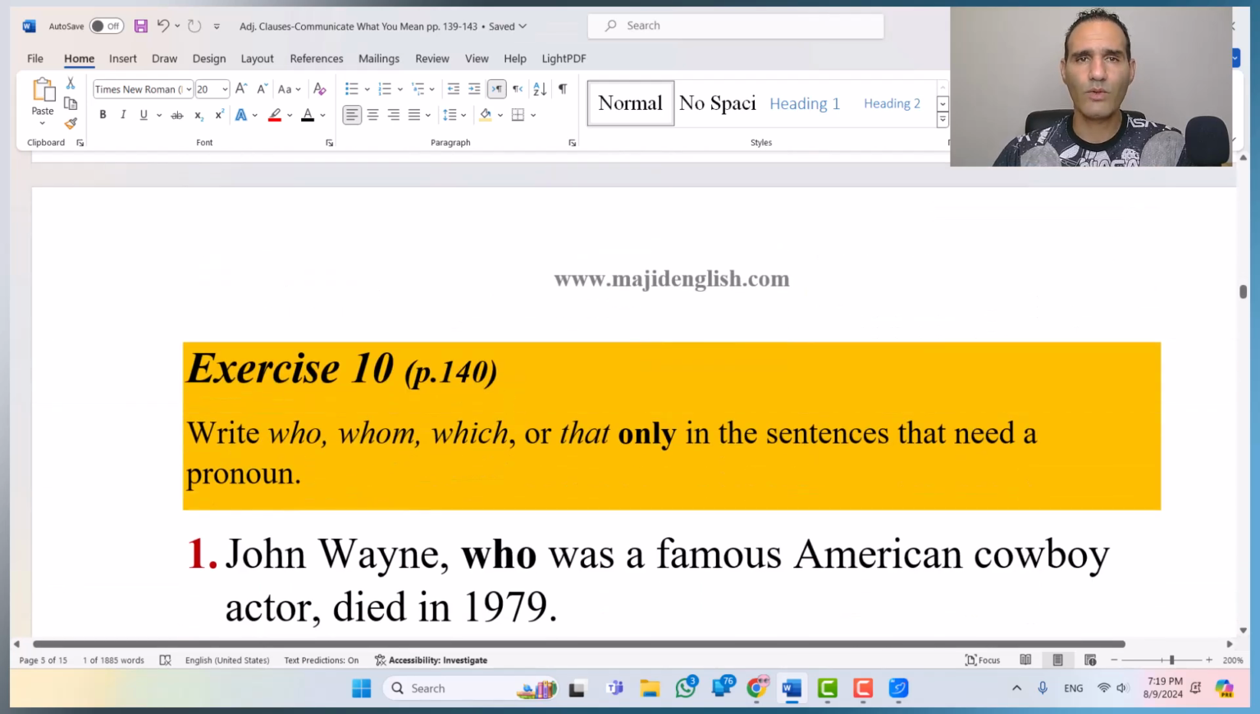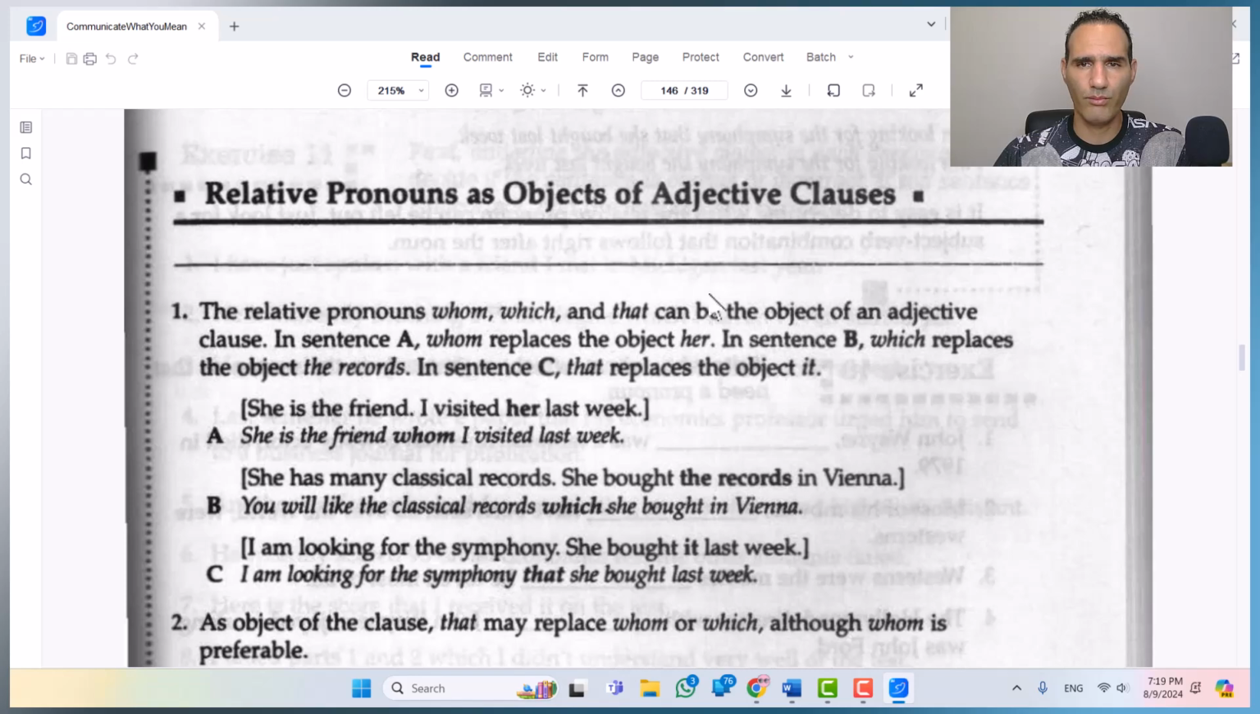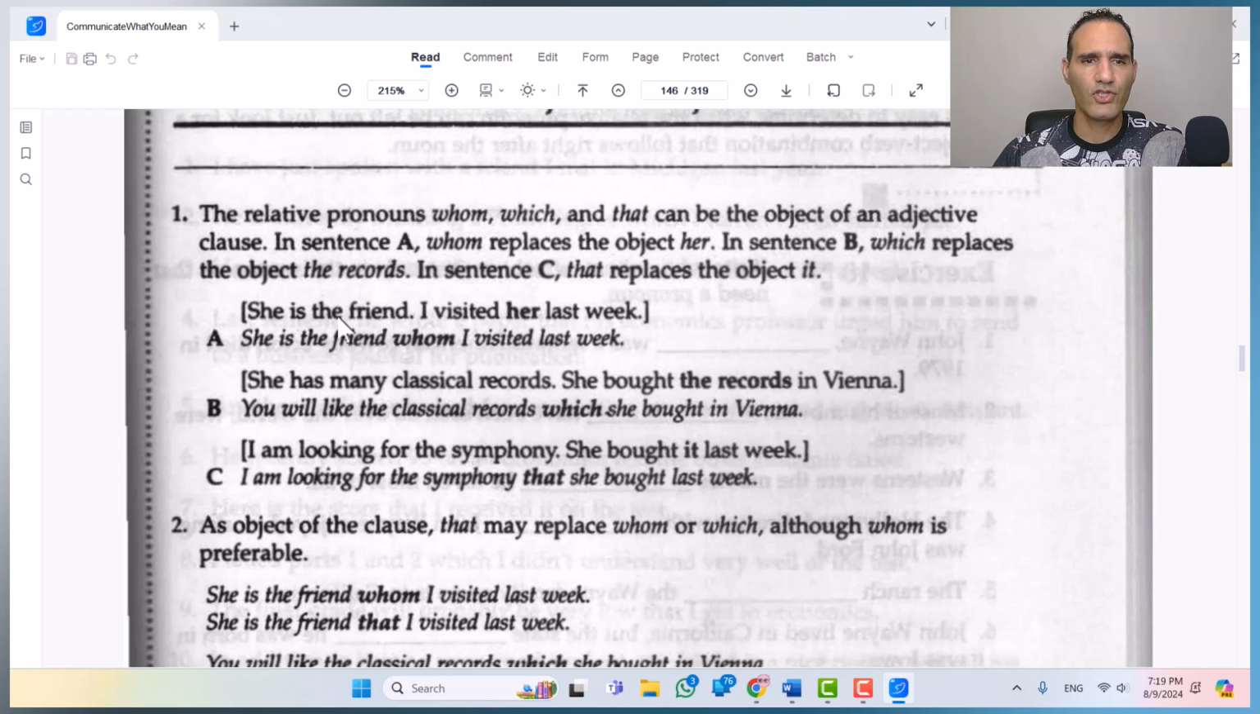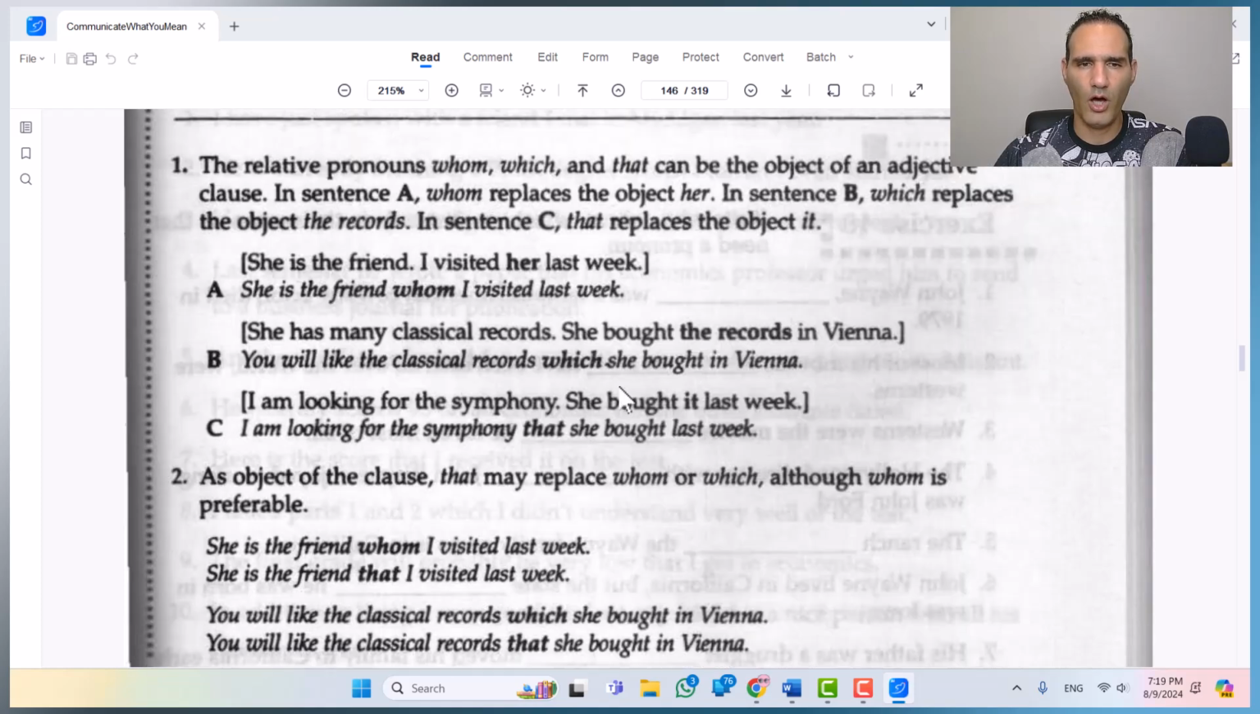So that's what I taught you about relative pronouns as object. Before heading for the exercises, let's go to the book and see if it has anything for us. Relative pronouns as object of the adjective clause. It says, she's the friend, I visited her. So she's the friend whom I visited instead of her, the object. She has many classical records. She bought the records in Vienna. She has many classical records which she bought instead of the object.